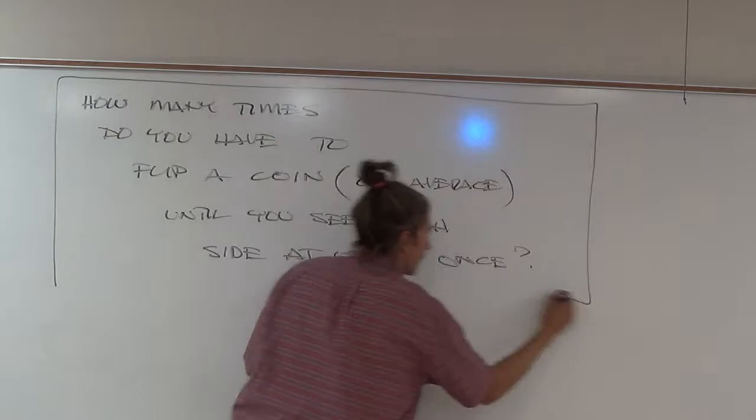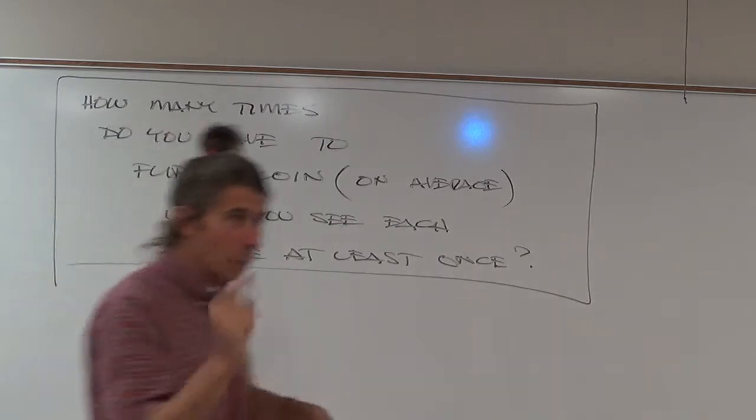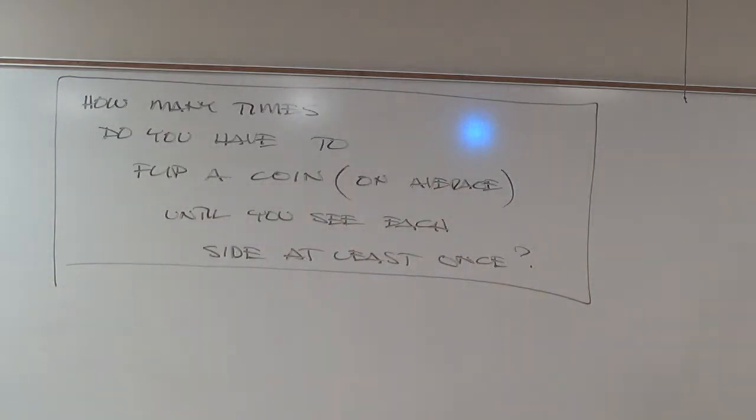So here's a question I have for us today. I have two questions left for today. Here's the first. If you have a coin, and you're flipping the coin, catching it, putting it on your hand, you're going to get heads or tails. What I want to know is, how many times, on average, do you have to flip that coin until you see each of the sides at least one time?